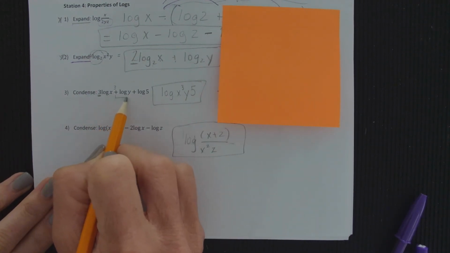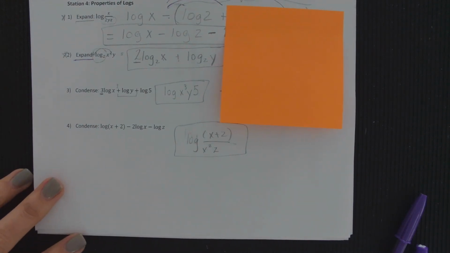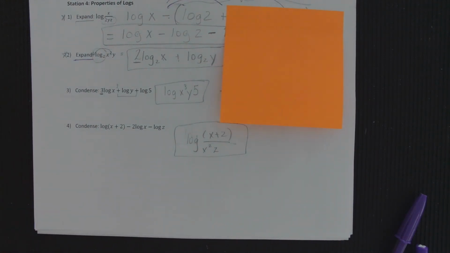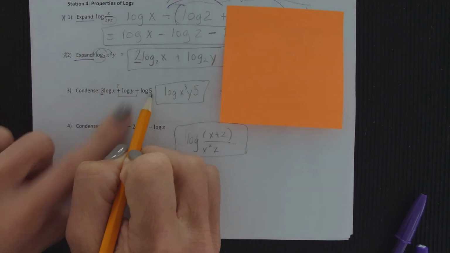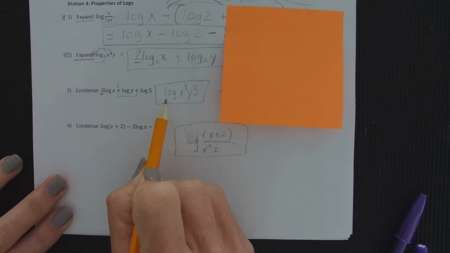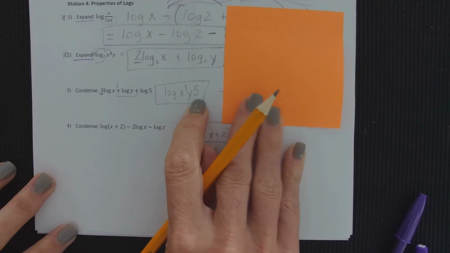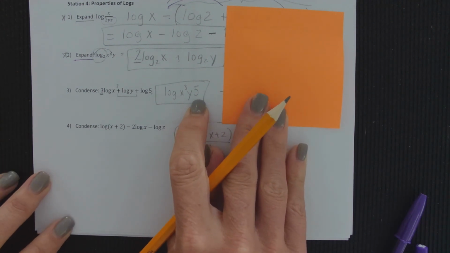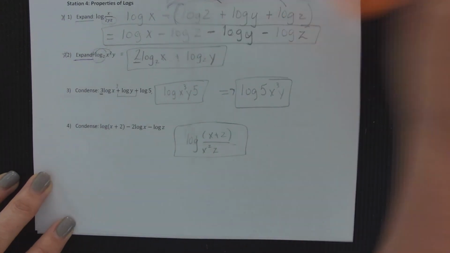I also notice, what am I doing? I'm adding. So what rule does that go with? Multiplication. So we're going the other way. So I know this is going to multiply times that times that. I wrote it in order, x to the 3rd times y times 5. Does that look correct mathematically? What normally goes in front? You see the 5?